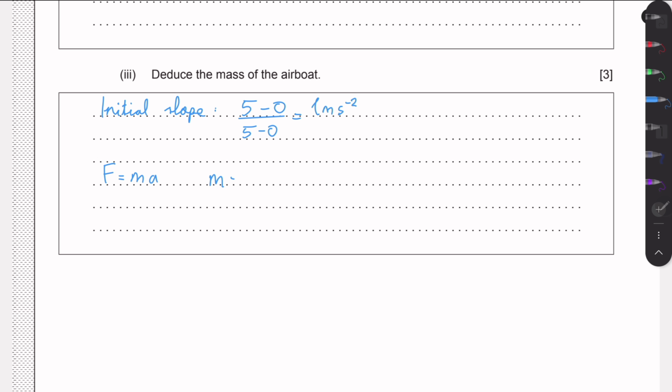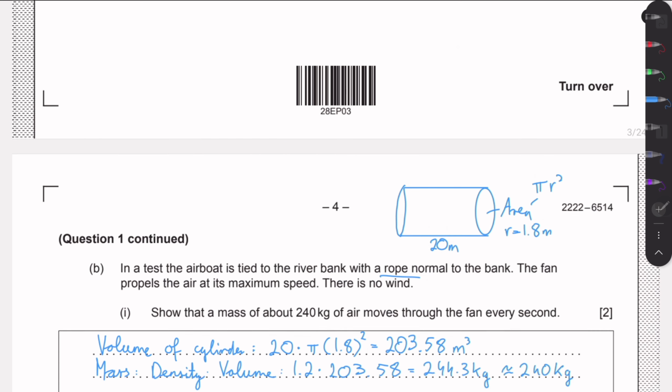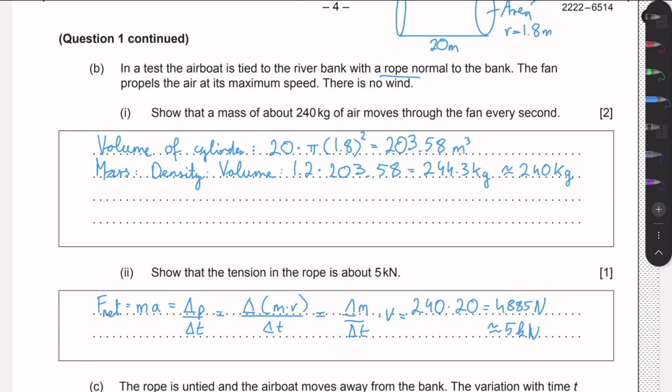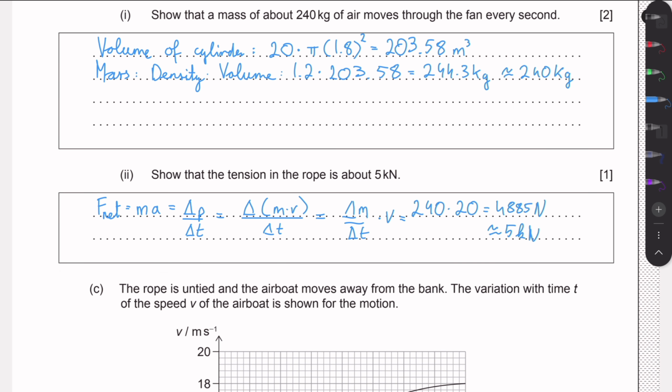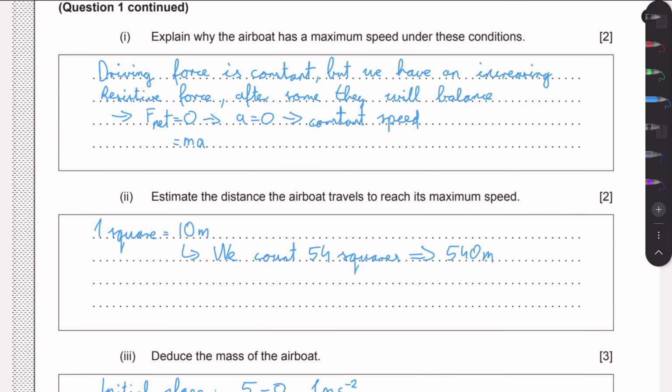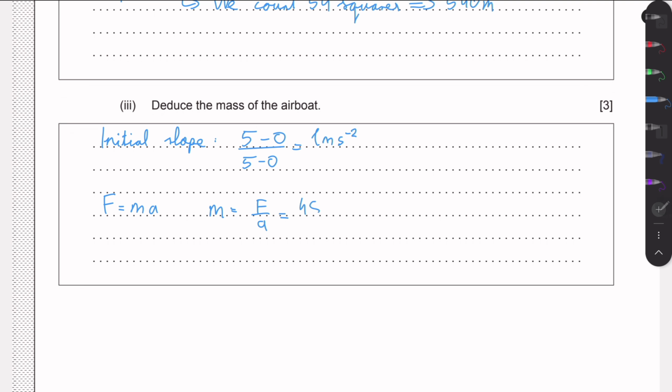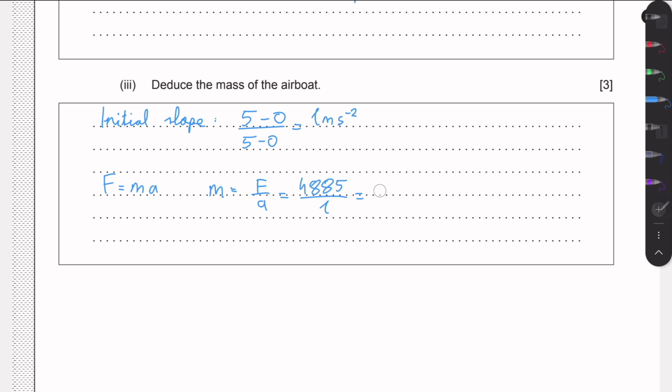And so we know that F is equal to ma, so m is going to be F divided by a, and our force, well, that was approximately 5,000, or the more precise value, you can maybe say 4,900 or 4,885, and then we just divide it by 1, and so we get that the mass is 4,885 kilograms.